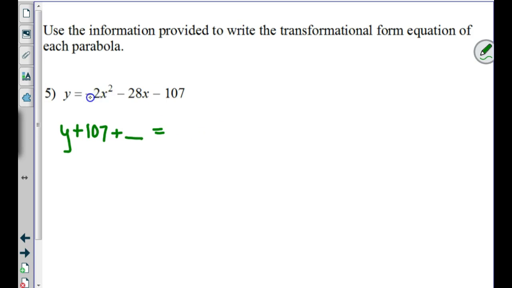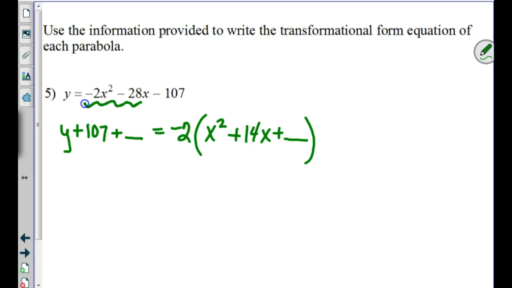And then what do I need to do over here? Need to take out a -2. That will leave a 1x squared, be real careful, plus 14x. Everybody okay? Okay, out of these, I divided out a -2. Now what?